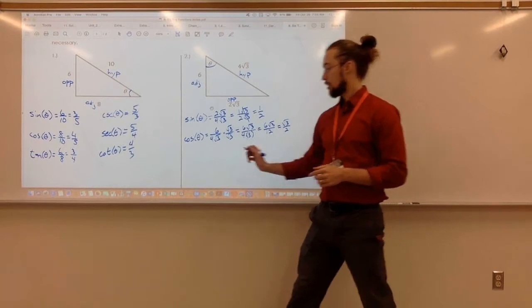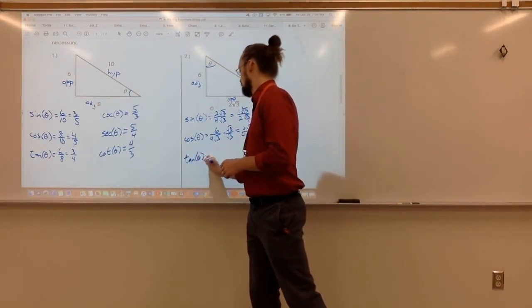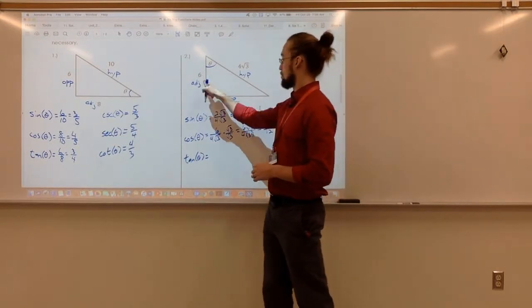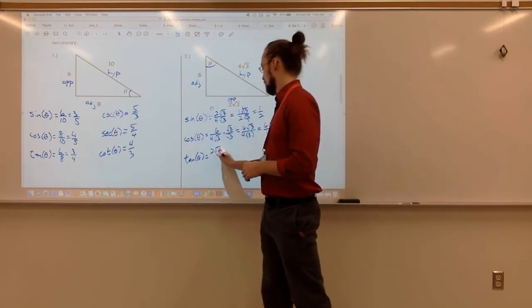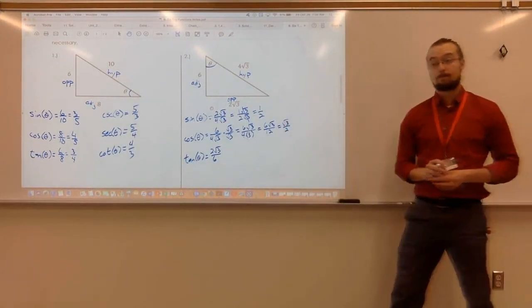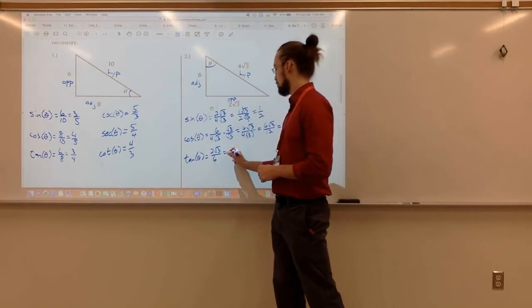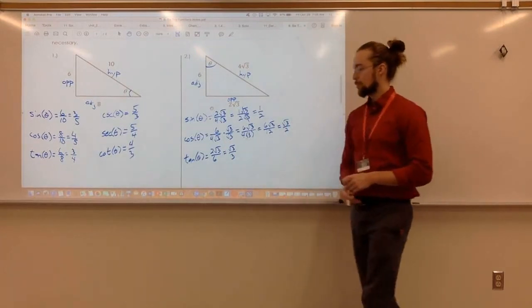And 2 times the square root of 3 over 6. Can I do anything with that one? 2 and 6 reduce to 1 and 3. Exactly, that will reduce to 1 times the square root of 3 over 3.